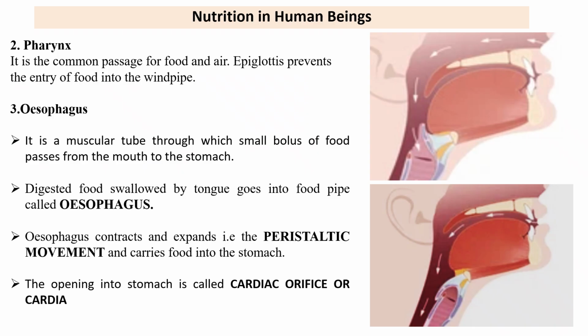Now see, the next part of the alimentary canal is the pharynx. Now the pharynx is the common passage for food and air. What do we mean by this? Let me explain in the figure. You can see this is our mouth and this is the oral cavity.